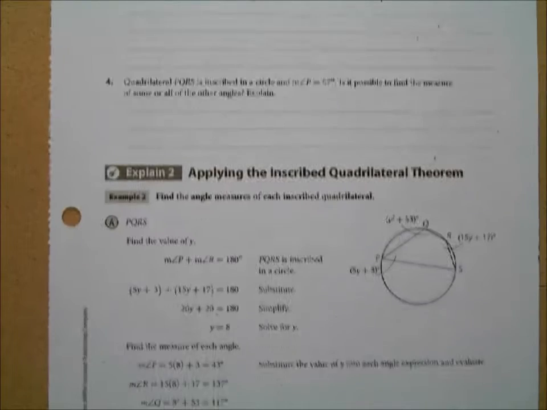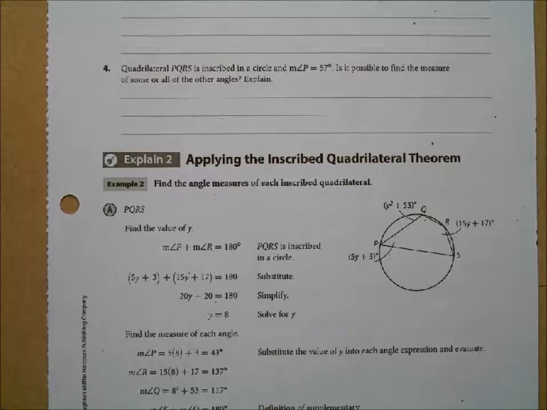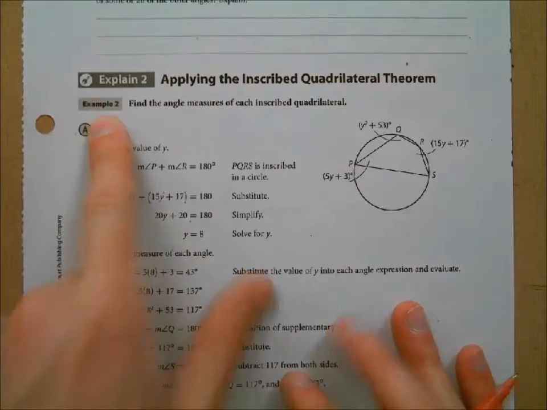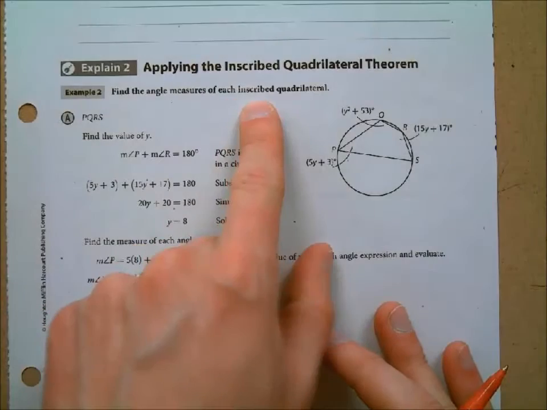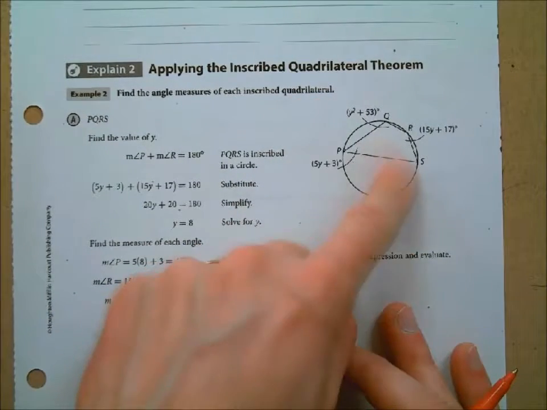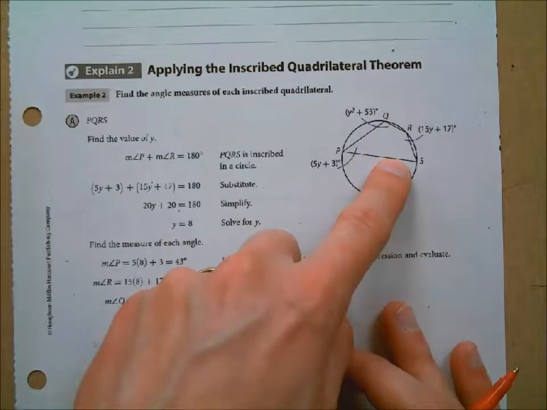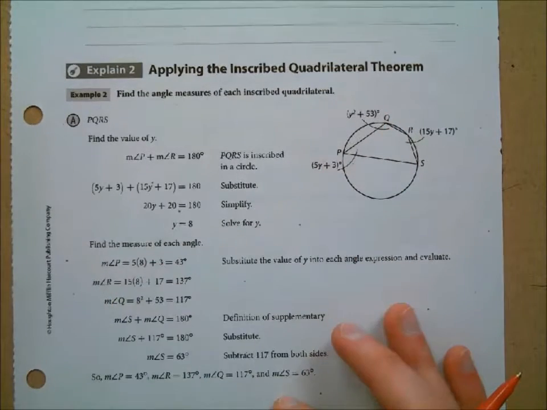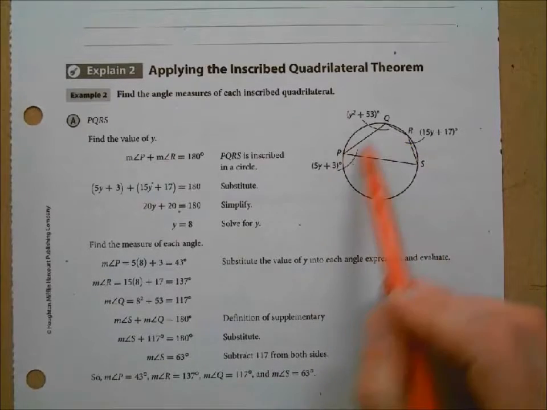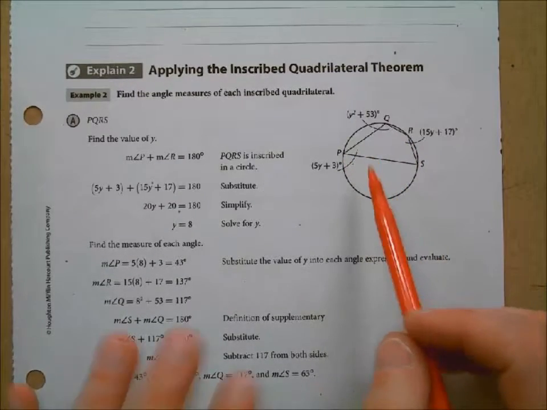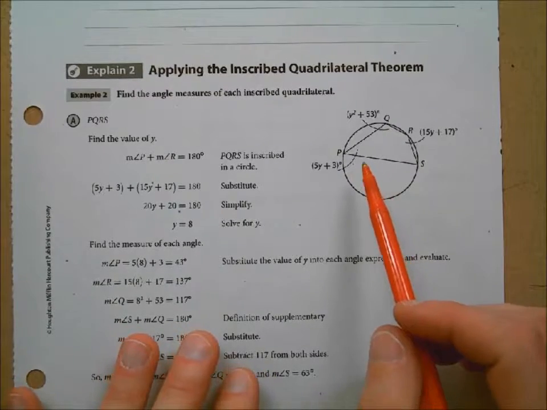So, if you turn the page to page 795, you'll just see a quick example of that. Okay? In example 2, you see an example, and we're asked to find the angle measures of each inscribed quadrilateral. So here's our quadrilateral, PQRS. All right, and we have some angles listed there too. Now notice here we're only given 3 angles, but we're asked to find all 4 angle measures. Okay? So we want to relate these things.